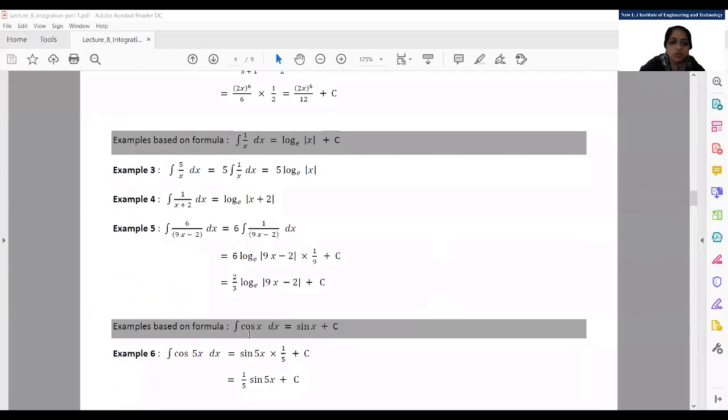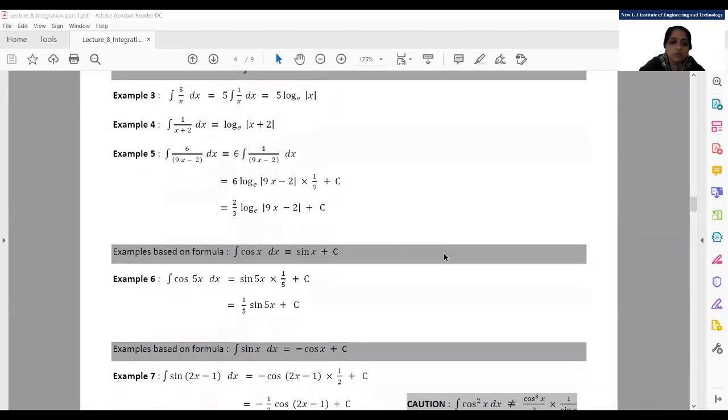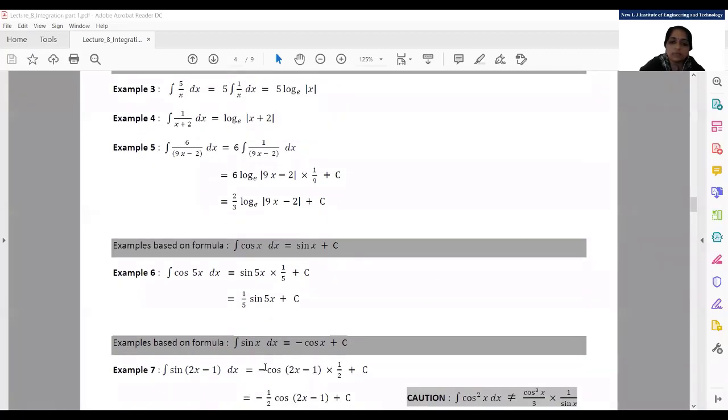Now, an example based on the formula: the integration of cos x is sin x. So the integration of cos phi x is sin phi x, and the derivative of this theta is in the denominator. So sin phi x upon phi, or we can also write it as 1 by phi.